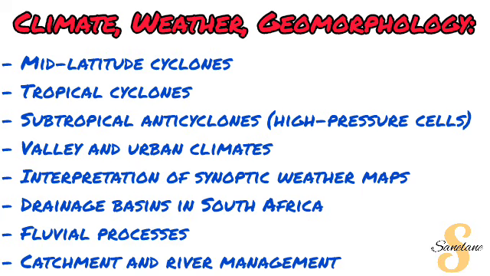Then, to conclude our topic of climate and weather, you're going to look into the valley climates versus the urban climate, and you're also going to look at everything that is encompassed in those 2 topics. Then we are going to get an integration where we are now looking at climate and weather, but in an interpretation of synoptic weather maps.